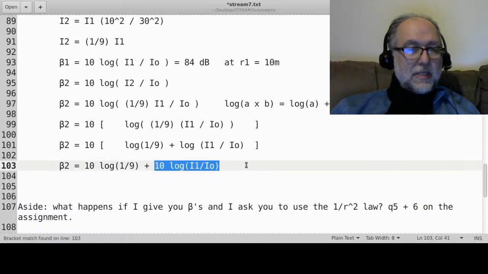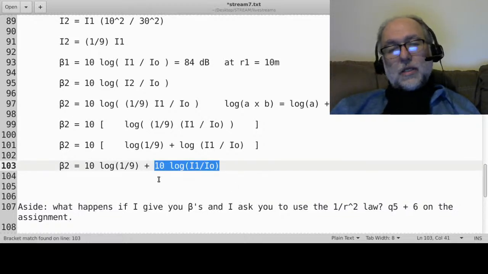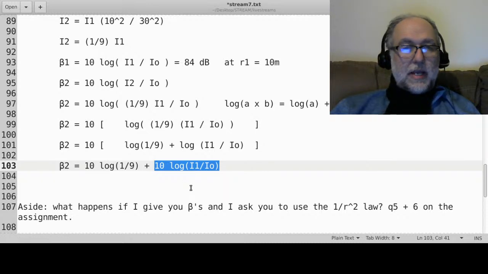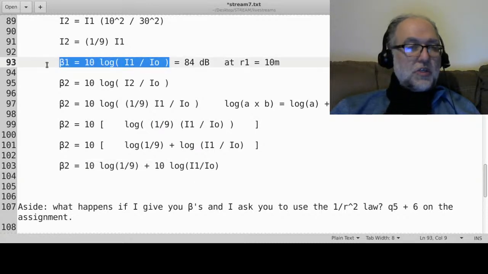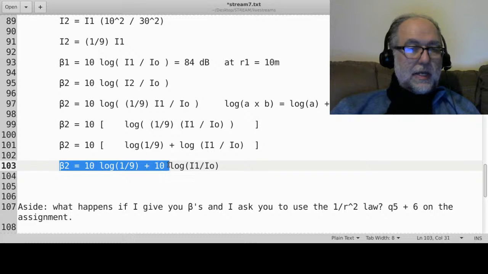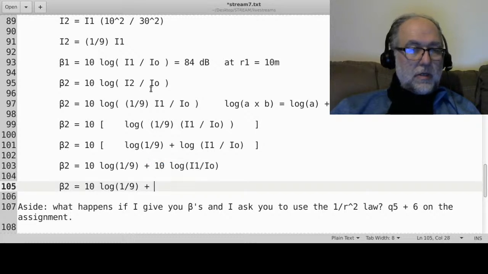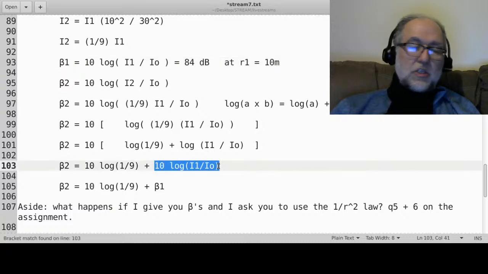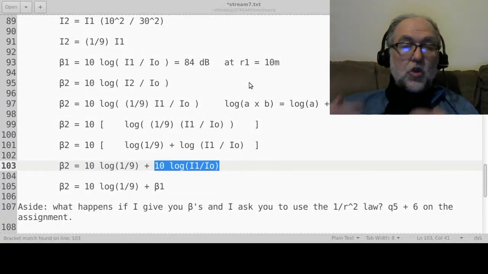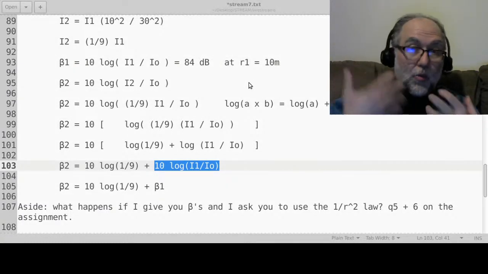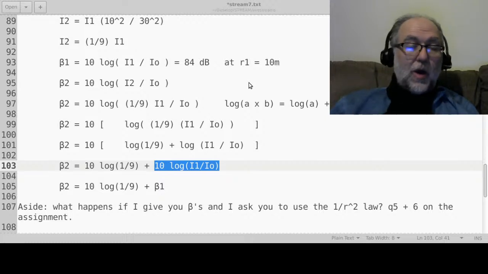And now you go, oh, wait a sec, I know what 10 log of I1 over I naught is. That by definition is your beta 1. So in the next line, that is your beta 1, just by identification. In other words, there's no computation. You just look at that and go, oh, I recognize that as beta 1.